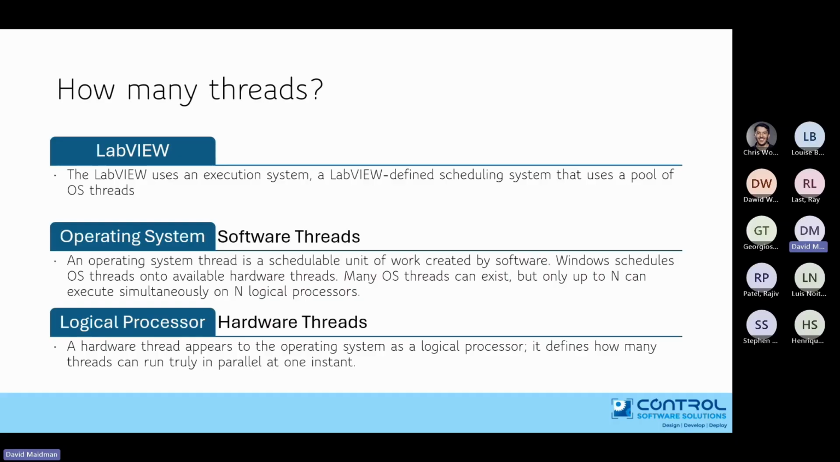So we've got our hardware logical processors that are hardware threads. We've got our operating system, which has software threads, but then LabVIEW is scheduling stuff itself as well, working cooperatively with each of the processes that it's running. But it can map its work onto multiple operating system threads that will then get put onto the hardware threads.